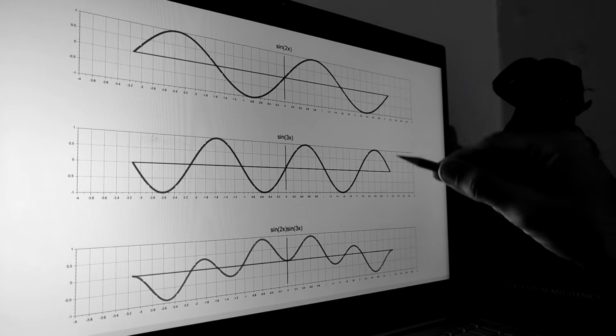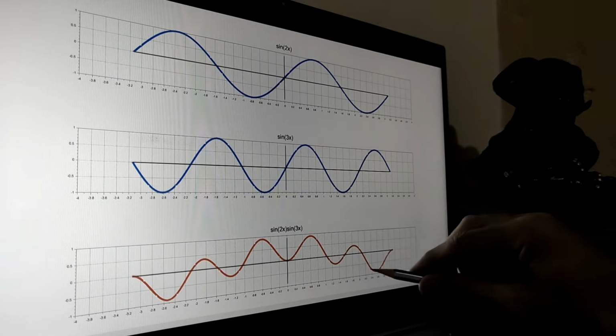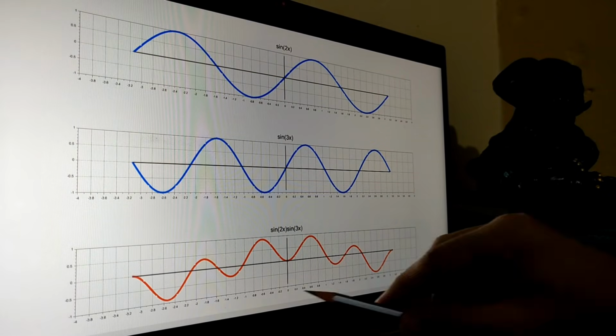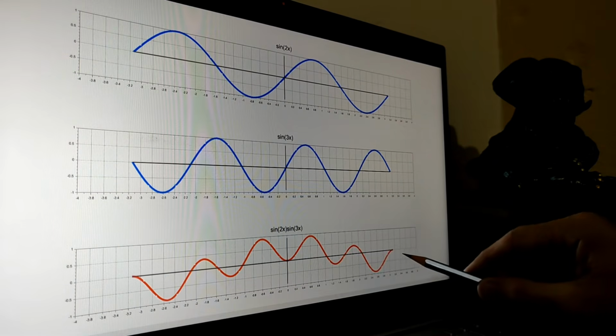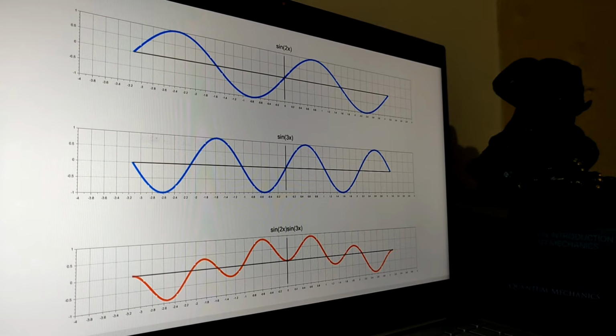This is sine of 2x, that's sine of 3x. When I multiply them, this is the function you are going to get. And when I integrate it from minus pi to pi, I will look for the areas under the curve. Well, that's what integrating a function tells you to do. Look for the areas under the curve.